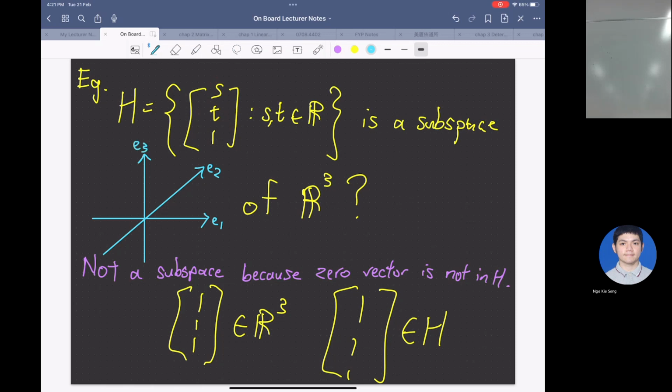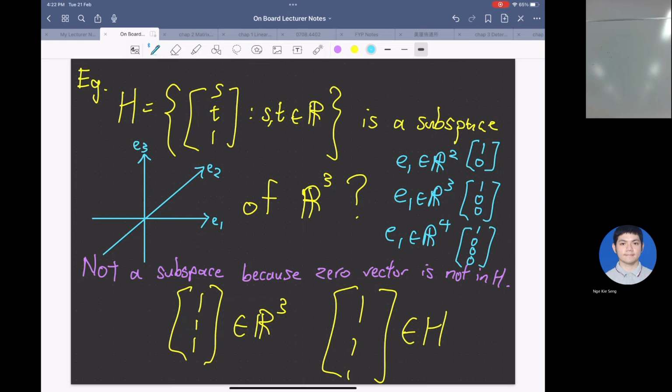So one person in the class asked me, is there any difference between E1 in R2, E1 in R3, and E1 in R4? They are different. E here just says where the position of 1 is, and all the others are 0. So E1 in R2 refers to (1, 0), E1 in R3 refers to (1, 0, 0), and E1 in R4 is (1, 0, 0, 0). The 1 just represents where the number 1 has to be, and all the rest is 0.